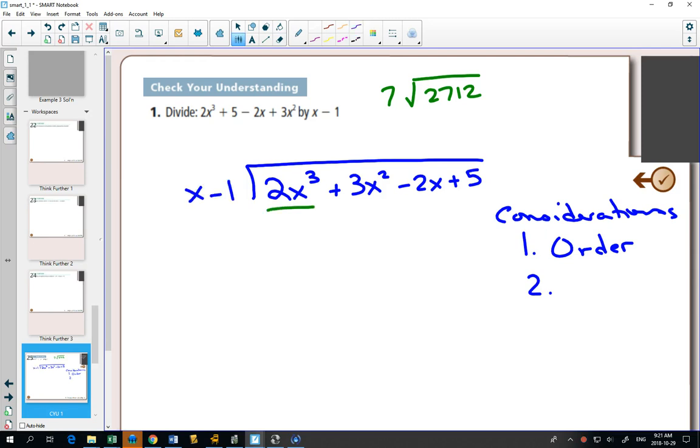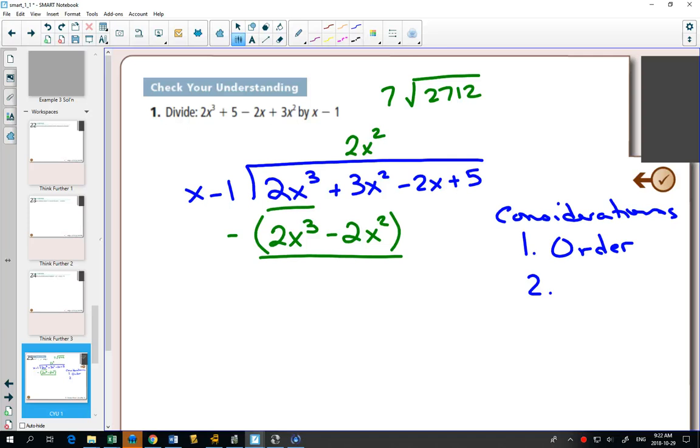The first color we used was green. Is there anything I could multiply x minus 1 by to get 2x cubed? 2x squared. And so we write that above our x squared column. And 2x squared times x minus 1 gives us 2x cubed minus 2x squared. Subtract. And of course, that is 0.